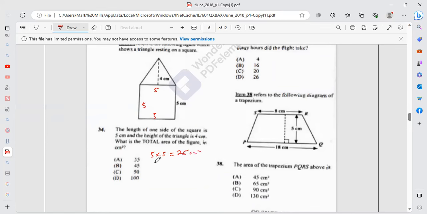Then the area of the triangle would be half times the base, which is 5, times the height, which is 4, right? So this will give me 2, then that gives me 10 centimeters square for them, right? So the square gives me 25 and the triangle gives me 10. We added the 2 of them. That will give me 35. All right. We clear on that?